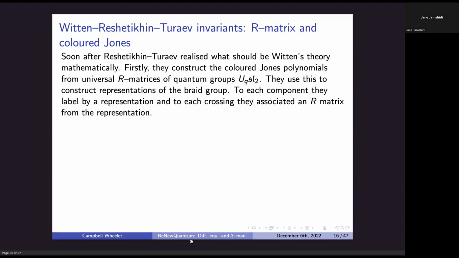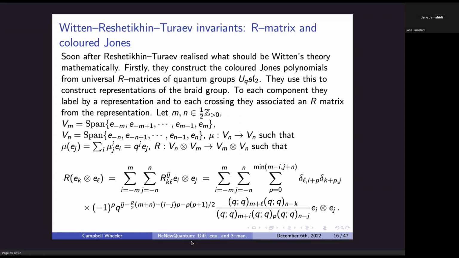I'll give you the main ingredients here, but this is just so you can see the shape of the equation. For a link, we label components of the link by some integer, or you can think of this as some vector space, some representation of this quantum group. And then there's a capping operation. If I have a cap and a cup, there's some endomorphism you need to add to that.